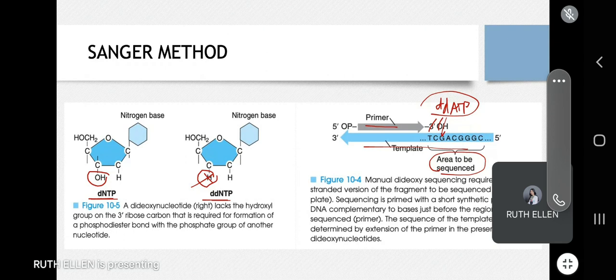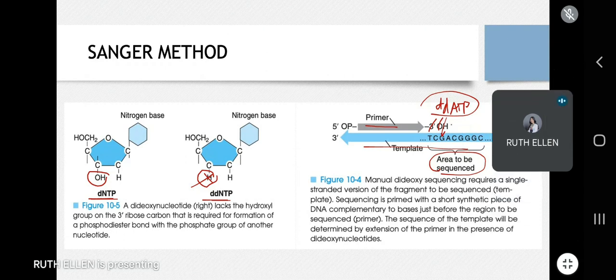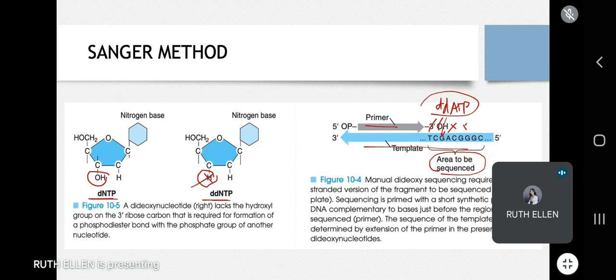Hindi na siya makakapag-form ng phosphodiester bond sa isa pang nucleotide. Okay? So wala nang makakapag-bind dito onwards. Okay? So kay ddATP, magsa-stop na yung synthesis. Okay? So each ddNTP targets a specific nucleotide.